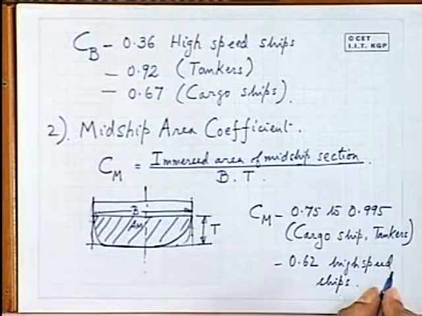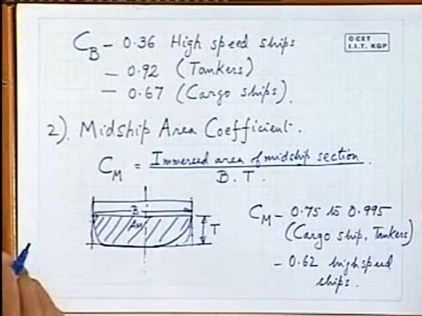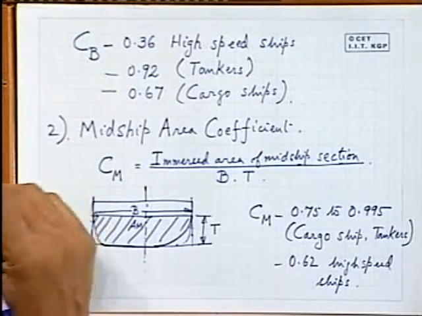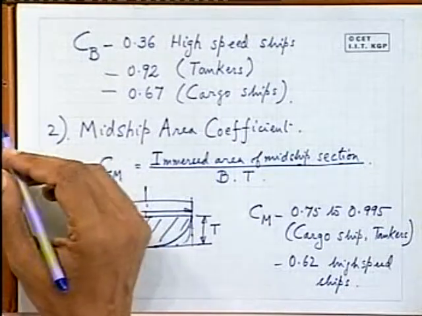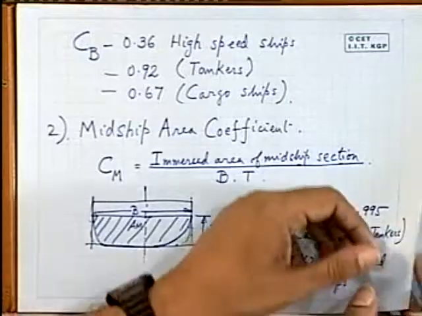Now, in this book, go to the library, you will find a table is given for ship type and also this data on the coefficients. So that will tell you at a glance what is the nature of the ship.